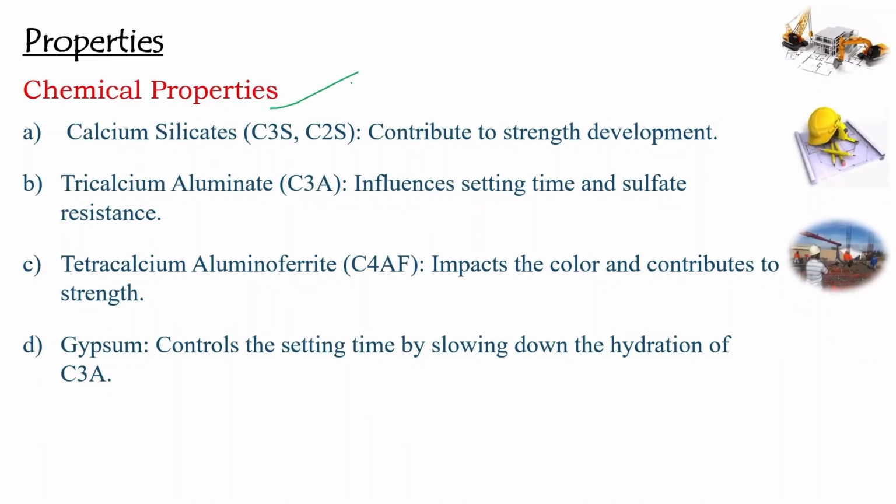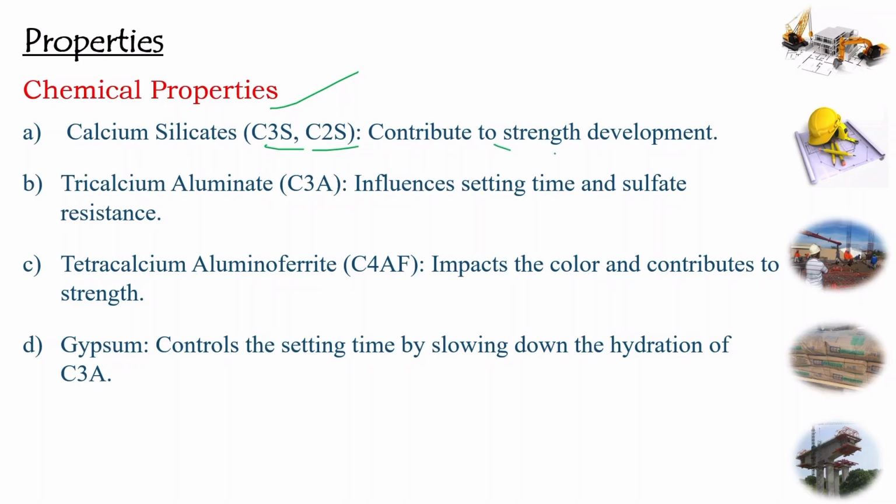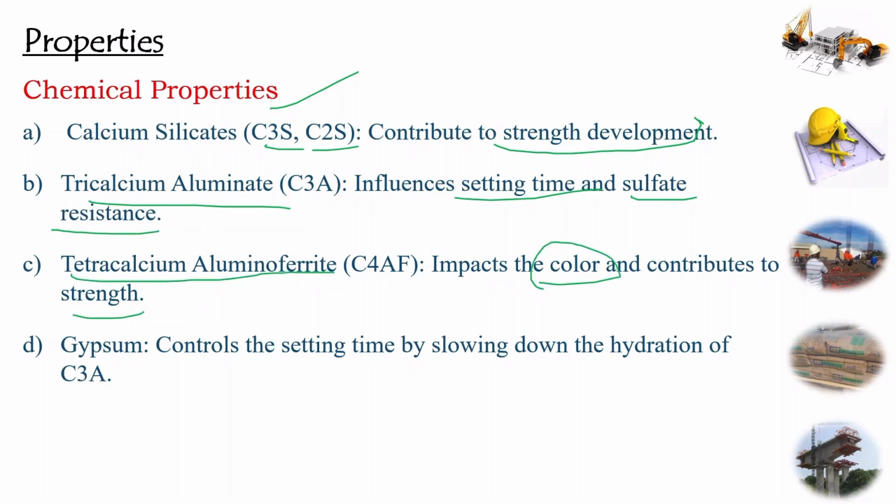First we have the calcium silicates, that is C3S and C2S. They contribute to strength development. Then we have tricalcium aluminate, C3A. It influences the setting time and the sulfate resistance. Then we have tetracalcium aluminoferrite, C4AF. It impacts the color and contributes to strength. Then we have gypsum. It controls the setting time by slowing down the hydration of C3A.